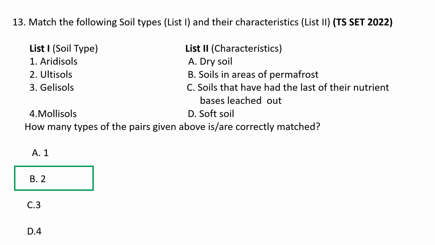And gelisols, these are the soils of very cold climate. So that's why these are the soils of permafrost. And mollisols, these are very soft soils. So only 2 are correct, that is aridisols, dry soil, and mollisols, soft soils. So that's why B, 2, is the correct answer.